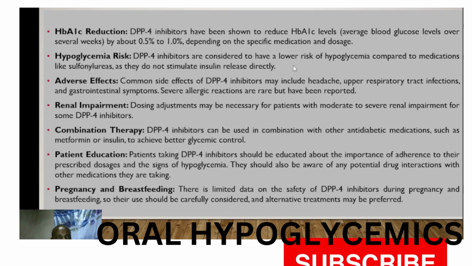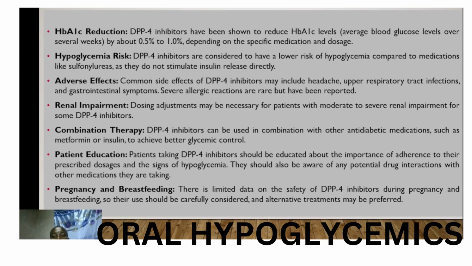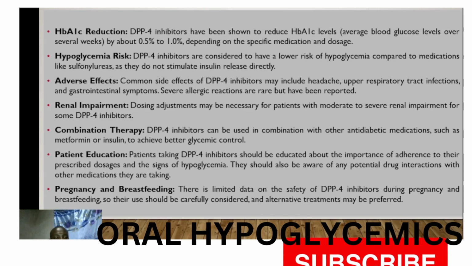Common side effects of DPP-4 inhibitors include headache, upper respiratory tract infections, and gastrointestinal symptoms. Severe allergic reactions are rare but have been reported. Dosing adjustments may be required when patients have moderate to severe renal impairment. In combination, these medications can be combined with other medications such as metformin or insulin to achieve better glycemic control. Patients taking these drugs should be educated about the importance of adherence to their prescribed dosages and signs of hypoglycemia.